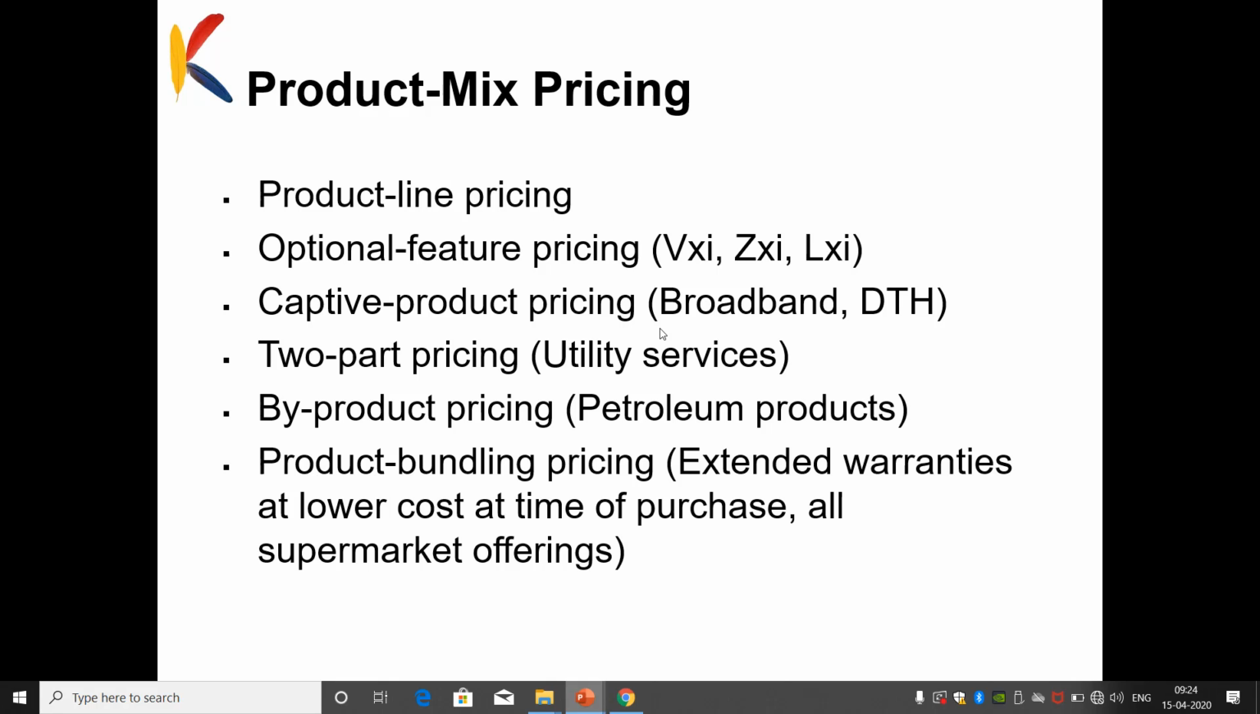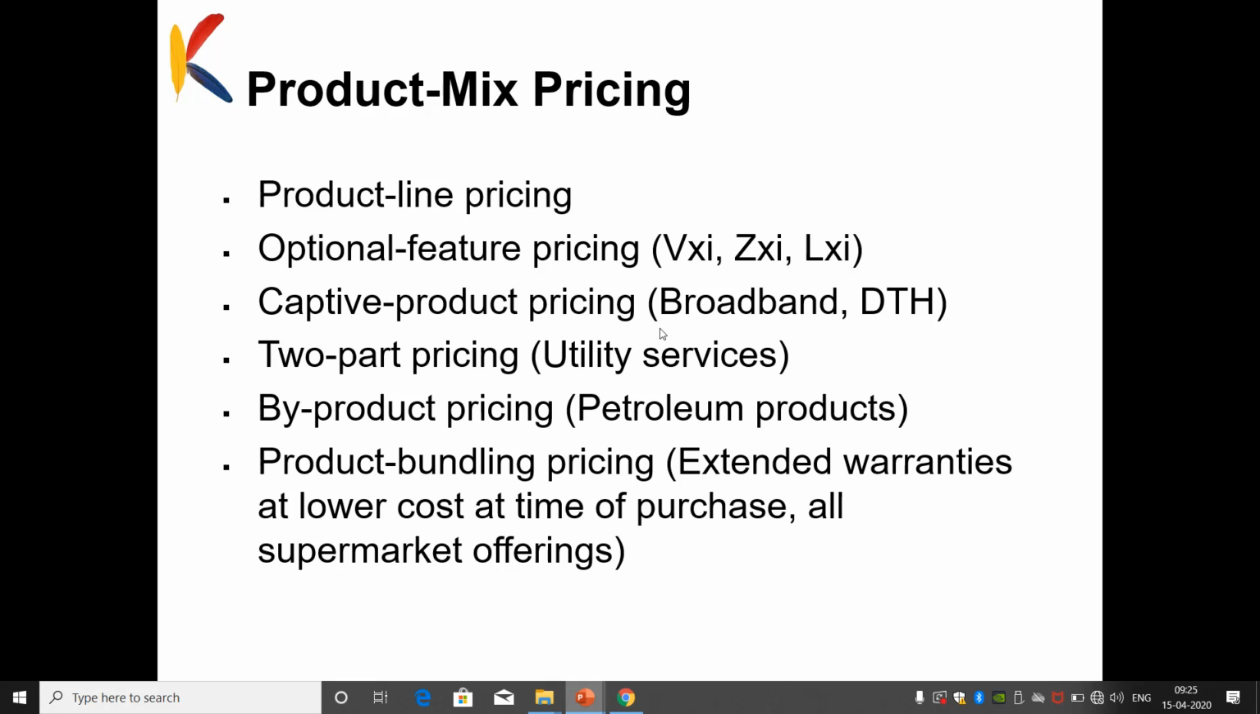Similar to that is two-part pricing, which consists of a fixed fee plus a variable usage fee. We generally see it in all types of utility services like gas, electricity, or maybe landline phone services, where there is some part which is fixed. Even if you do not use the product, you still need to pay for the maintenance, and on the basis of usage you will be charged extra.